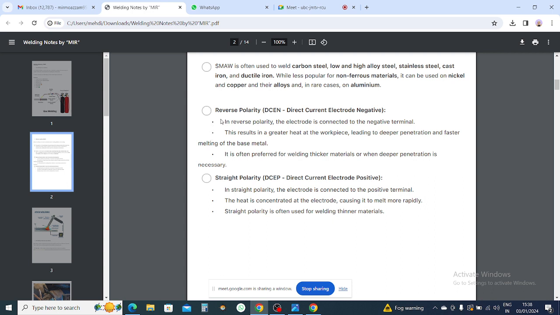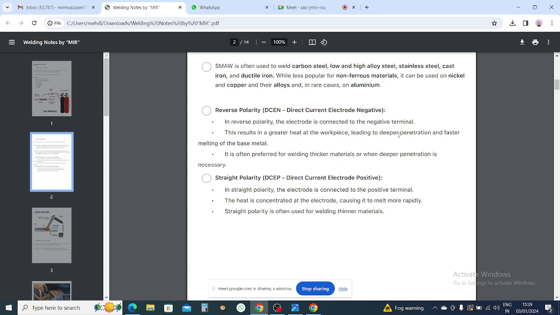These are 3 points. What are the advantages of reverse polarity and straight polarity? In reverse polarity, the electrode is connected to the negative terminal, resulting in greater heat. Why do we do it? For greater heat at the workpiece, leading to deeper penetration.